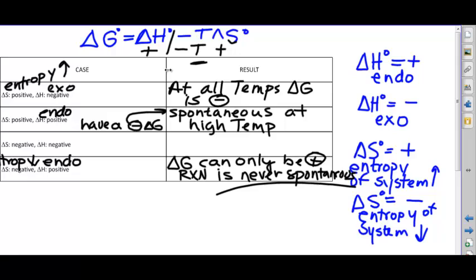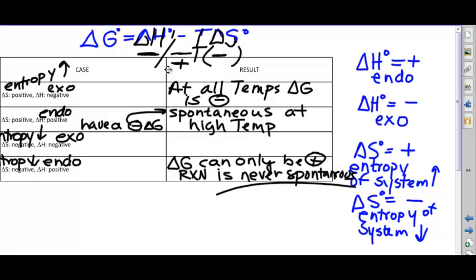Okay? Now the other situation. What if delta S is negative, so the entropy goes down, but we release heat? Delta H is exothermic. We release heat. So this time, this is negative, and delta S is going down. This is negative, but a negative times a negative is a positive. So this time, the delta H side is negative, and the T delta S side is positive.